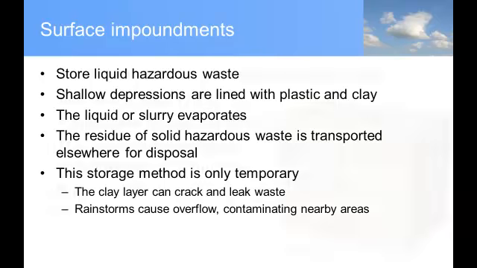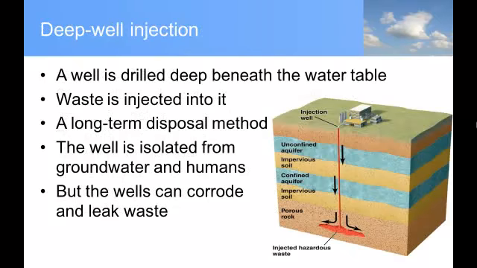Deep well injection is a permanent disposal method where you drill far deep underground and find a porous layer of rock where you can inject hazardous material. The well needs to be isolated from the groundwater and not anywhere near where humans can get at it and be exposed to it. Concerns with deep well injection, though, is sometimes the wells can corrode and leak, and the hazardous material could eventually enter the groundwater that way.